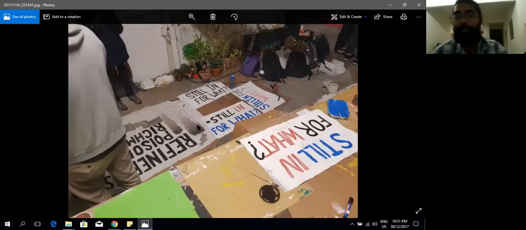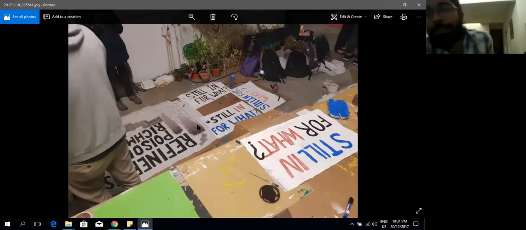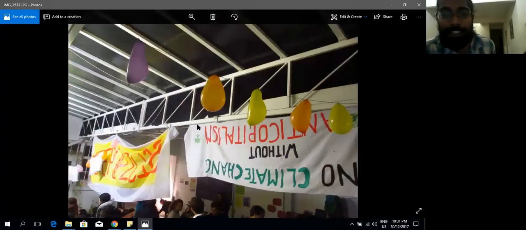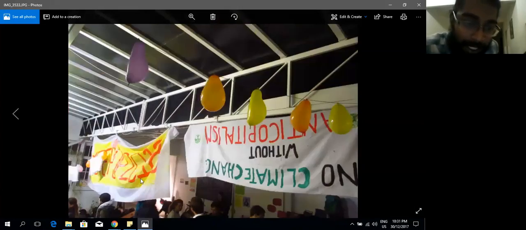And this is the thing I was saying that the Americans were holding for their action for walking out on a session, which was held by the American delegation about fossil fuels. This is Sarah's banner, which says Step Up 2018. Sarah, do you want to share about that? What that action you guys did?